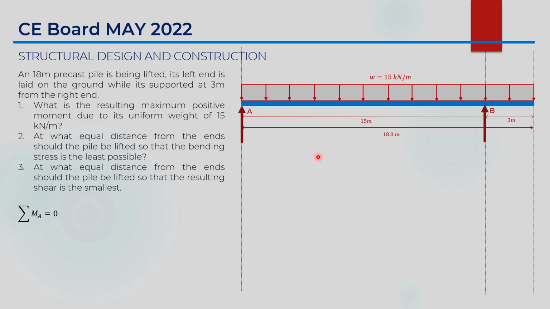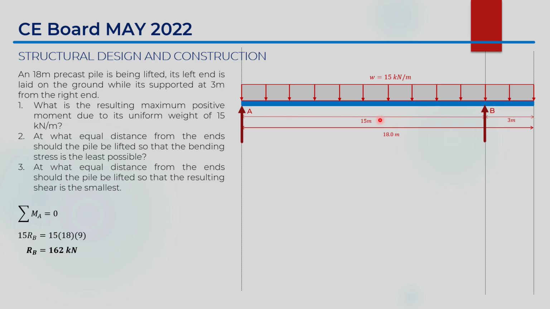Since we already have the illustration, let us get the reactions, RA and RB. We take moment at A. We have 15 RB, 15 meters, equals 18 meters, the length of the uniform load, times 9, because the resultant of the 15 kilonewton per meter falls there. The lever arm, or moment arm, is 9. We have RB of 162 kilonewton.